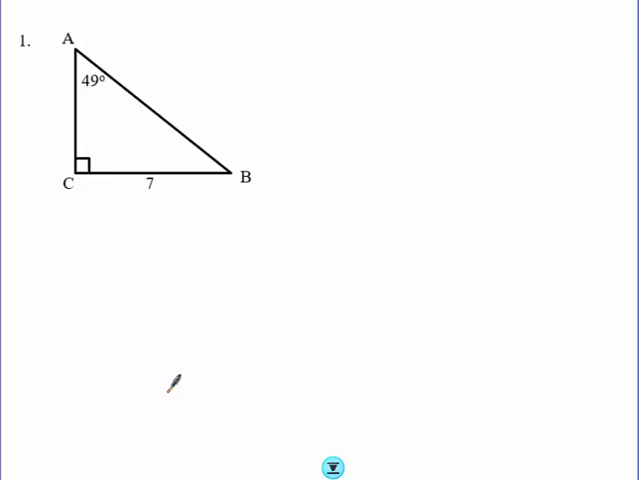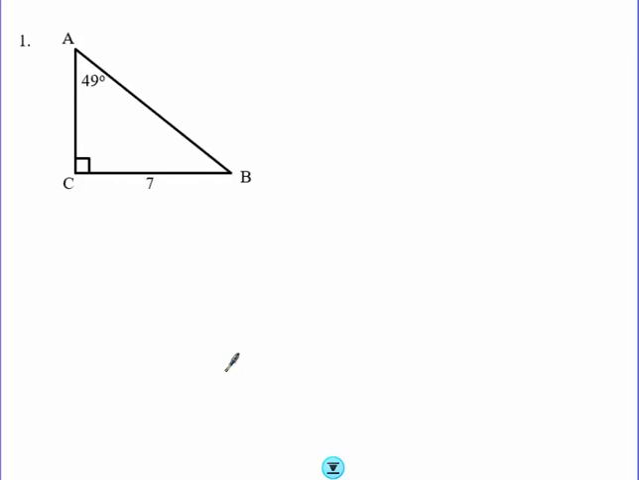Let's take a look at this first example. We want to solve this triangle, which means we need to find the missing angles and the missing sides. When you are trying to solve a triangle, you always want to use the information that you are given to find the other angles and sides. That way you don't have any round-off error.